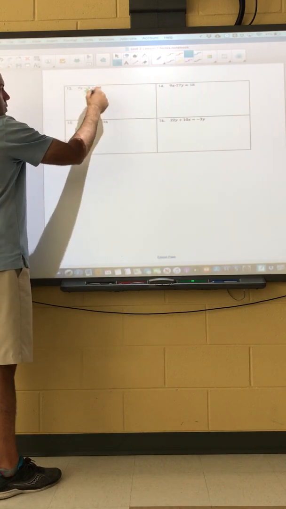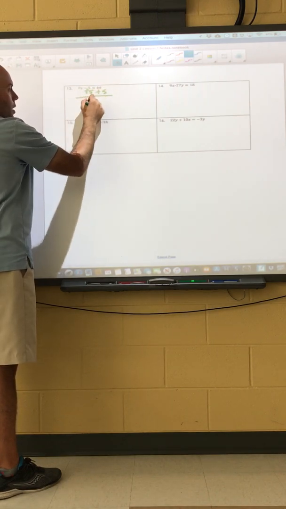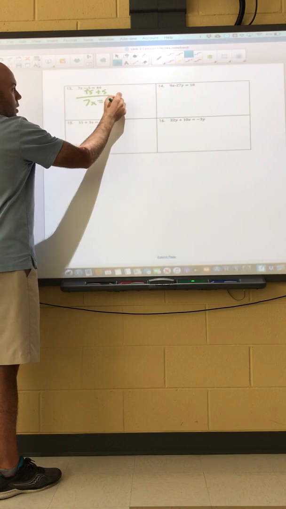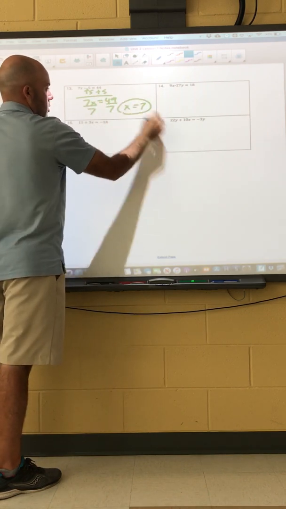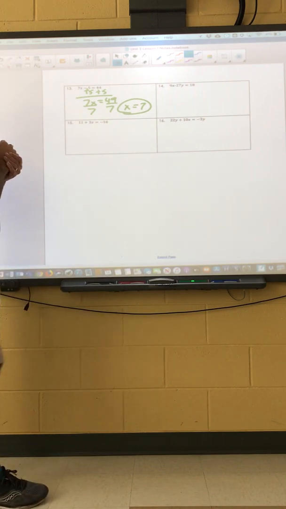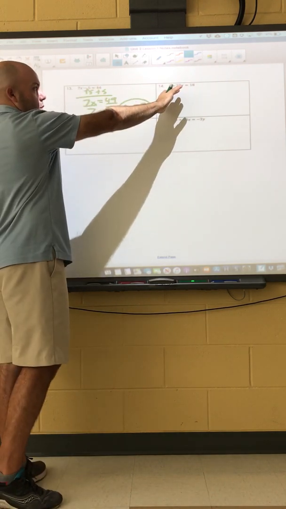So here I have x minus 5 equals 44. I add 5 on both sides to cancel the minus 5. And then I divide by 7 on both sides to cancel the times 7. I get x equals 7. Let's show an equivalent for a literal equation.